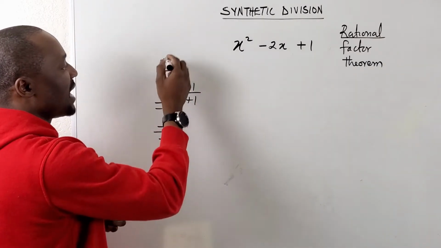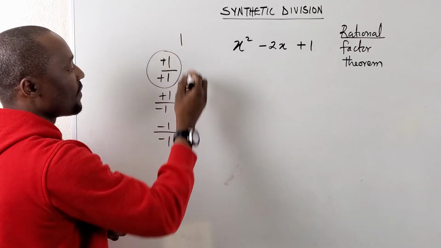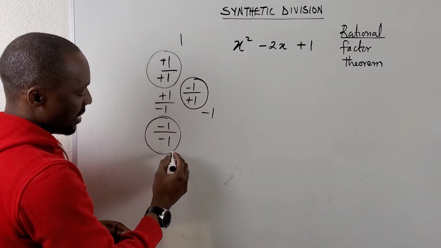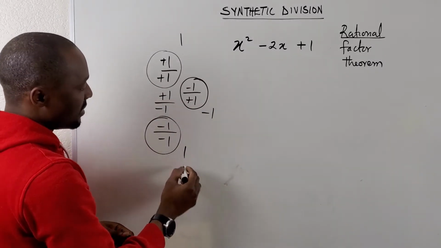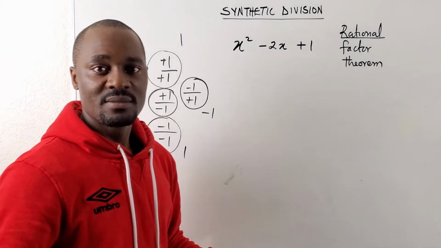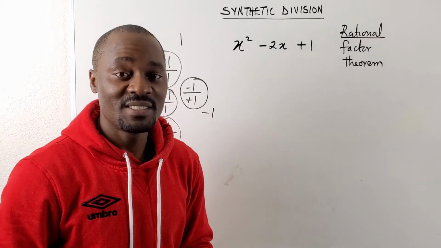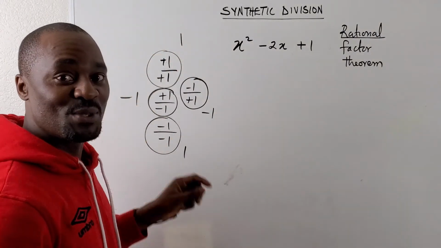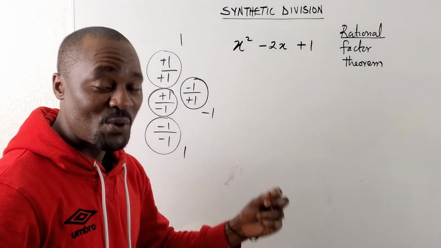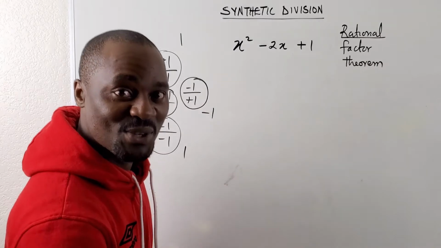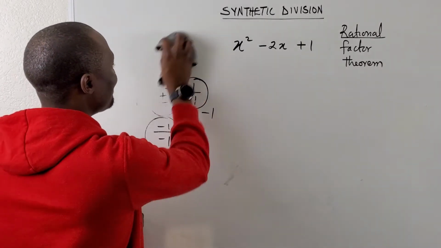For example, this answer is going to be 1. This answer is going to be negative 1. This has to be 1. And this has to be negative 1. So you're either using 1 or negative 1. So this is where synthetic division is going to help you, because now you have an idea of what numbers to use. You either use 1 or negative 1. You know what? Instead of factoring, I'm going to use synthetic division for this and see what I get.